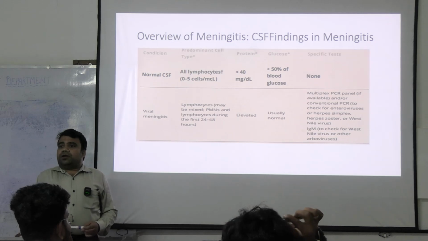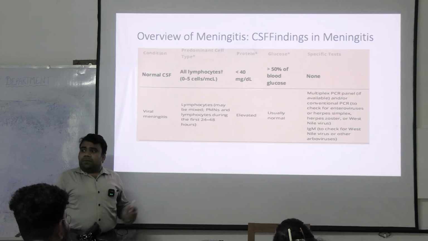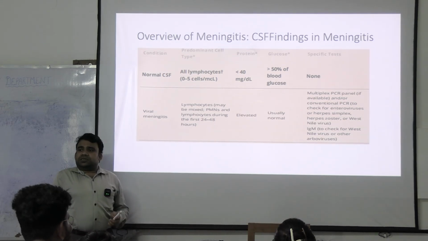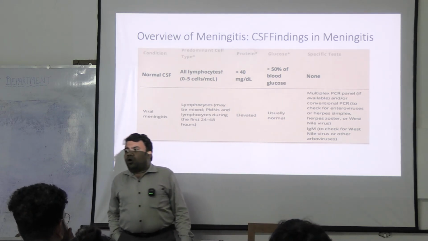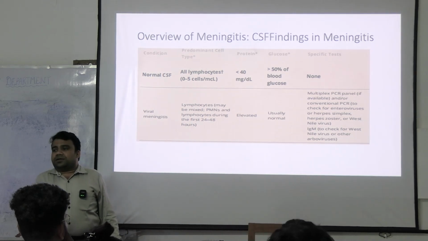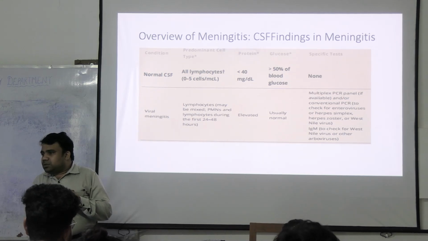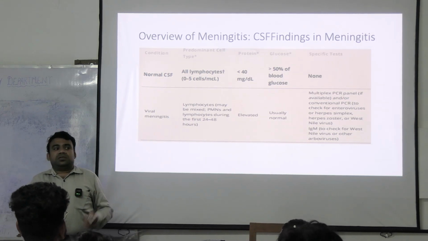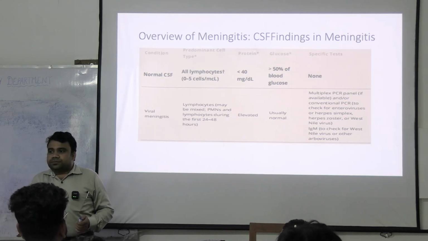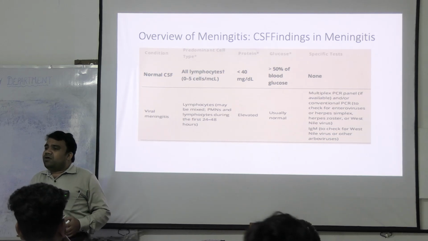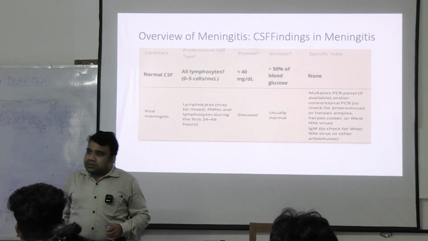Now, if the picture is like this, that the cells have increased but neutrophils are not the predominant cells, it's still lymphocytes, the protein is elevated and glucose is almost normal, what would this reflect? This inflammation is there, however, it's not acute pyogenic inflammation. If a virus is causing inflammation, then the lymphocytes will be recruited and viruses will not take up the glucose. So this is the picture of viral meningitis. Now this is very important in case of acute meningitis.